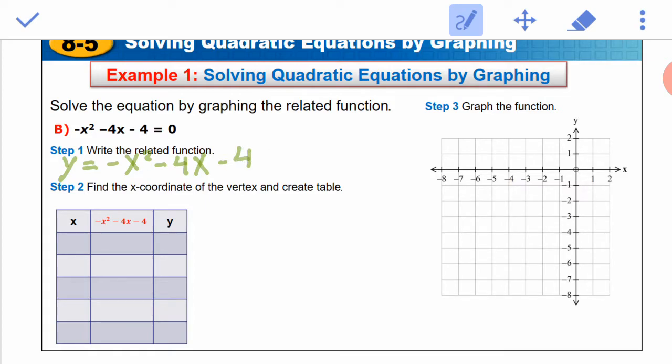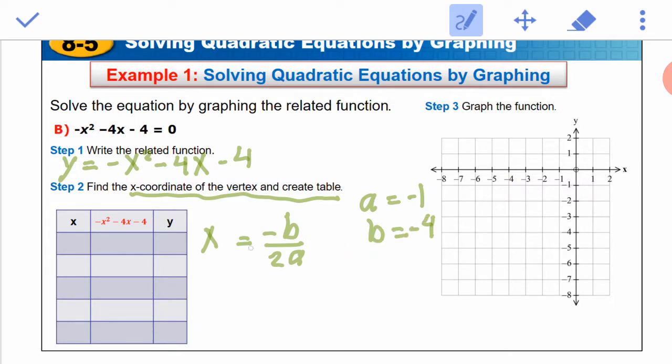Here is my function. In order to determine the start point and the end point in my table, I need to start with finding the x coordinate of the vertex. I recommend x equals negative b over 2a. You save a lot of time and a lot of effort if you start with finding this. Guys, the value of a is -1. A equals -1, and the value of b is equal to -4. If I plug these values in this equation, I will get my x coordinate of the vertex.